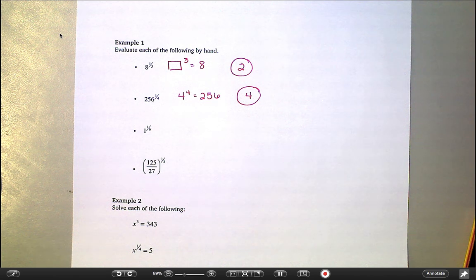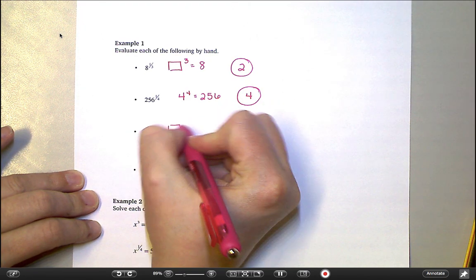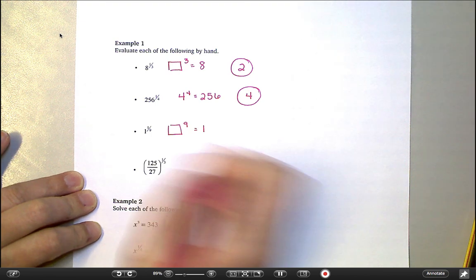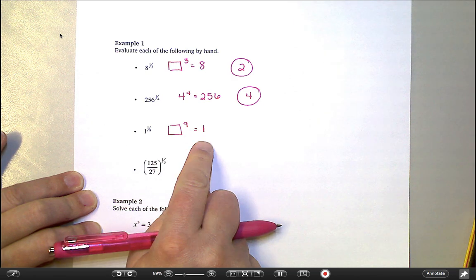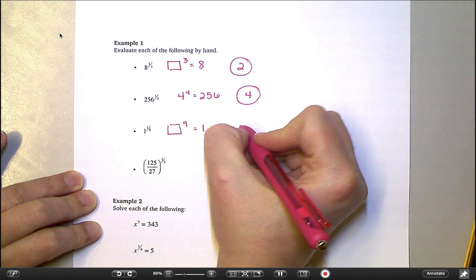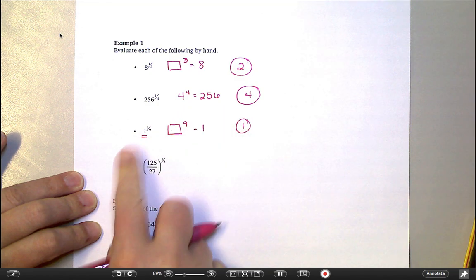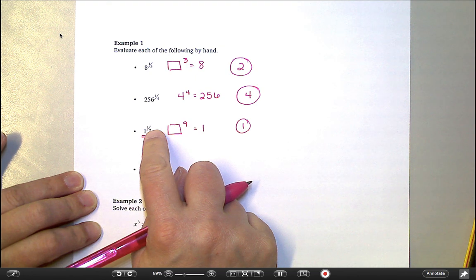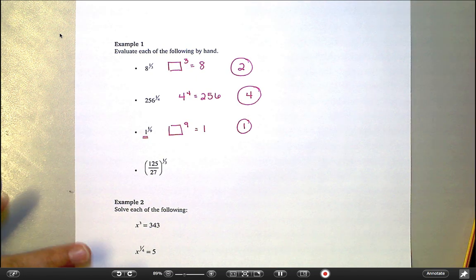Okay, next one's kind of a trick question. 1 to the 1/9 power. You're asking yourself what to the power of 9 equals 1. Well, let me just tell you that 1 to the power of anything is always going to equal 1. Okay, so here, anytime you've got 1 as a base, your answer is just going to be 1. It doesn't matter if the power is a fraction, a decimal, a negative, a whole number. 1 to any power is always 1. Okay?